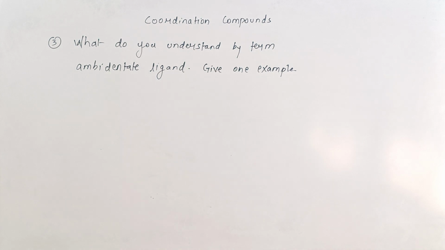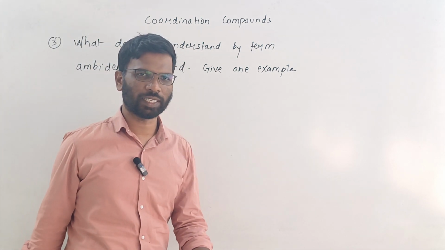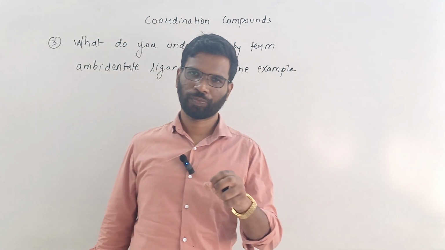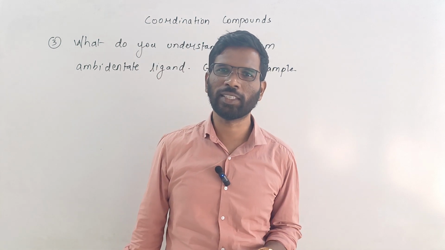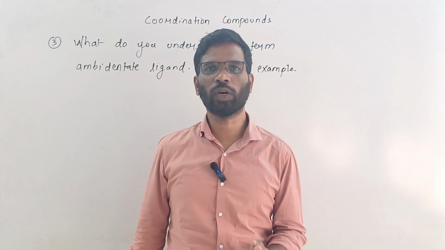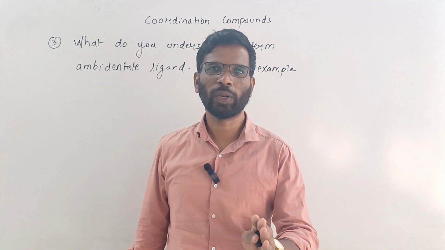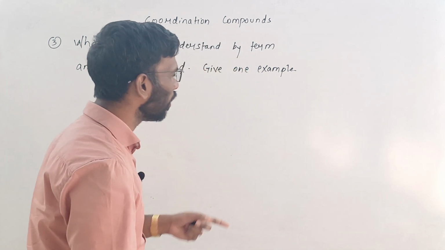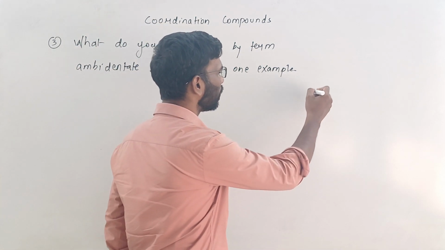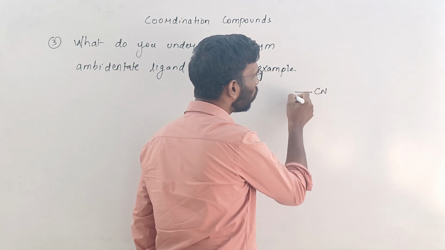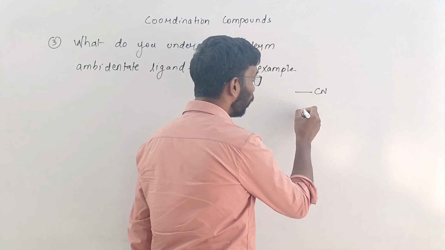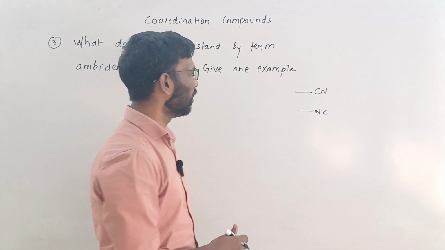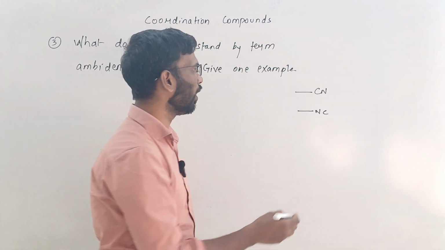What do you understand by the term ambidentate ligand? Give one example. Ambidentate ligands are ligands which have more than one linking site, but link to a metal atom by only one site at a time. By definition, like cyanide: when it is linked through carbon, it is called cyanide; when it is linked through nitrogen, it is called isocyanide. So this is an example of an ambidentate ligand.